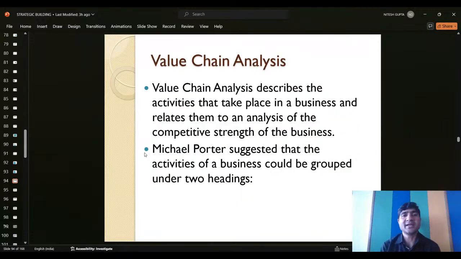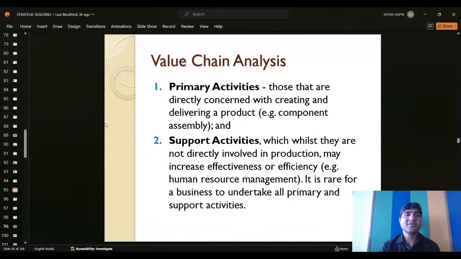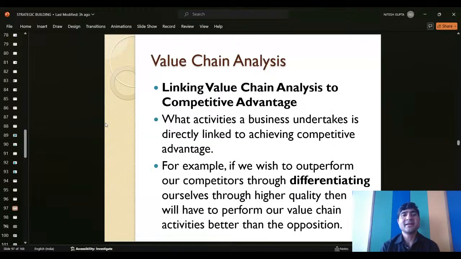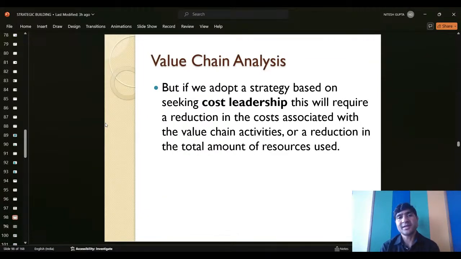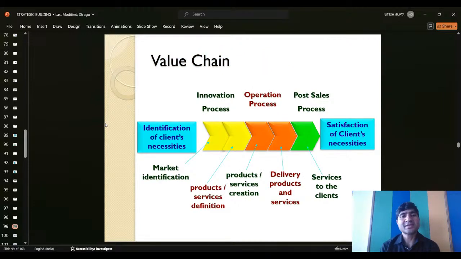Then comes the value chain analysis. Value chain analysis describes the activities that take part in the business and relates them to analysis of the competitive strength of the business. It includes certain steps like primary activities, support activities, and linking value chain analysis to competitive advantage. That is how it will help you differentiate and will help adopt a strategy based on seeking cost leadership. So this is how your value chain looks like. Identification of clients' necessity, this is your market identification. The yellow portion is the innovation process, the orange portion is the operational process, and the post-sale process is the green one. So this is how your value chain looks like.